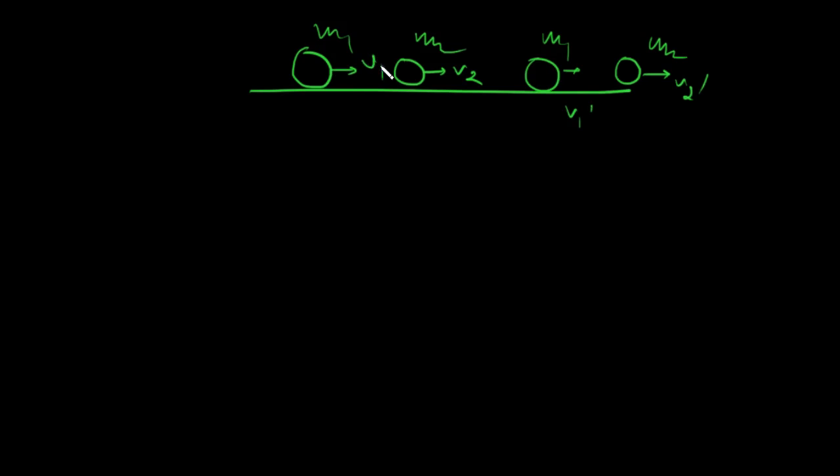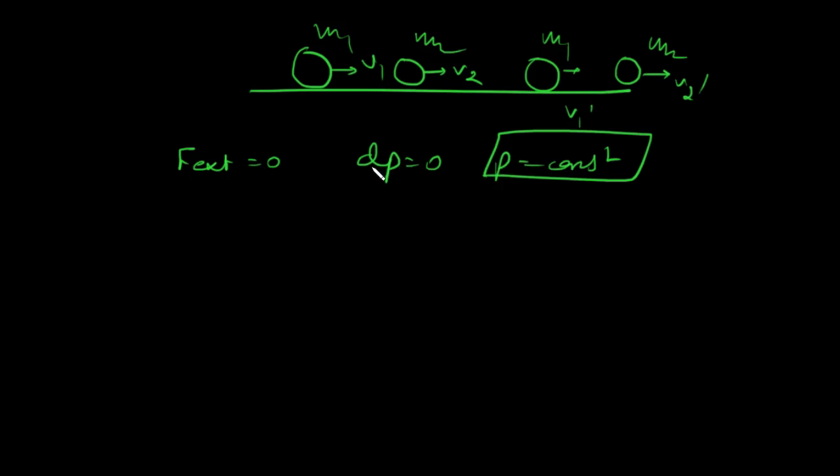So you see, this is m1 and this is m2. This is m1 again, this is m2, but with changed velocities, v1 dash and this is v2 dash, this is v2 and this is v1. Since external force is 0, dp would be equal to 0, p would be equal to constant. Hence the system's momentum before collision was m1 v1 plus m2 v2. Why? Because both are in the same direction.